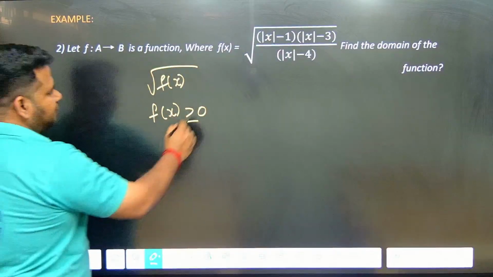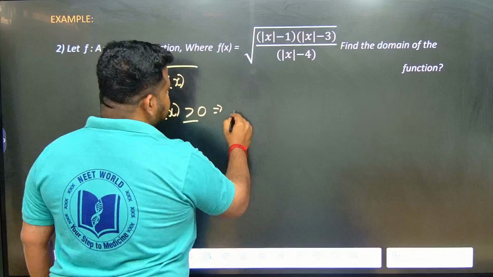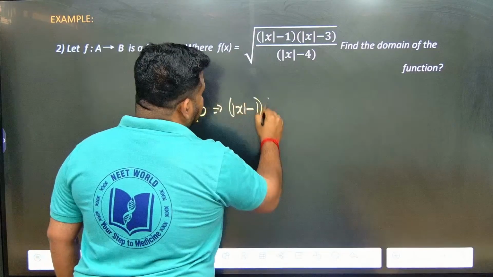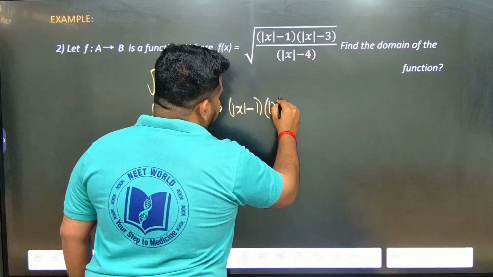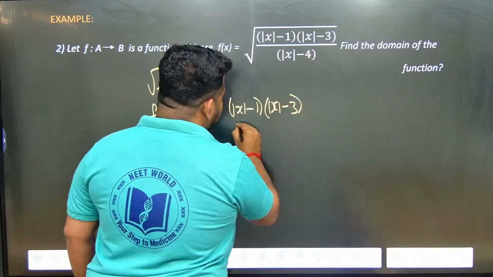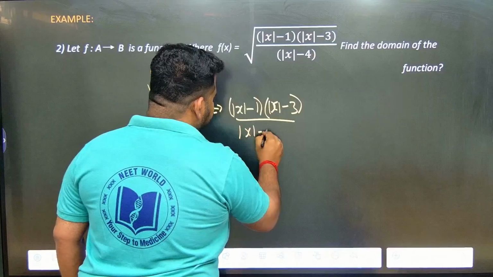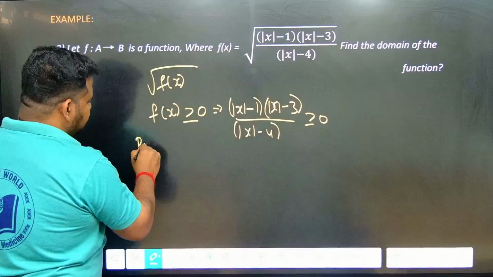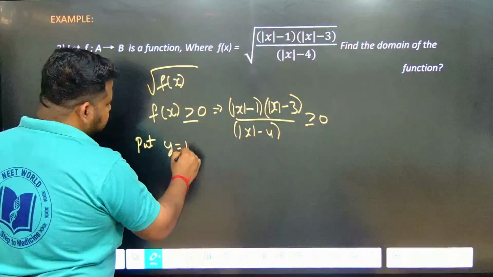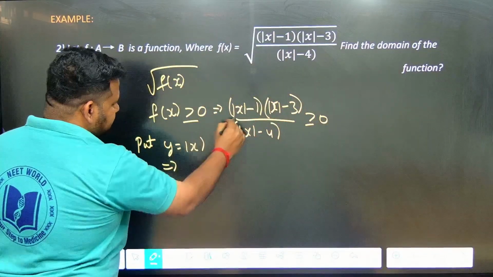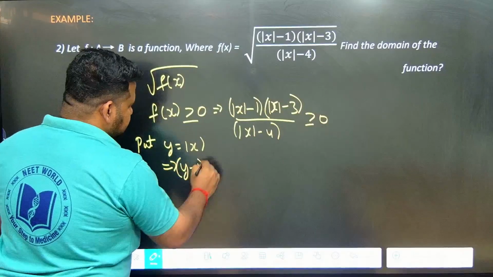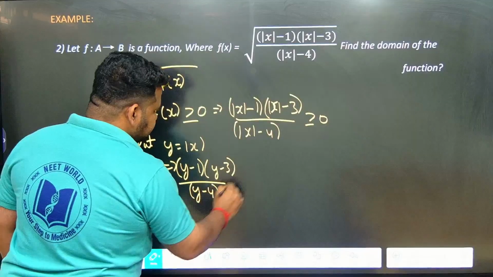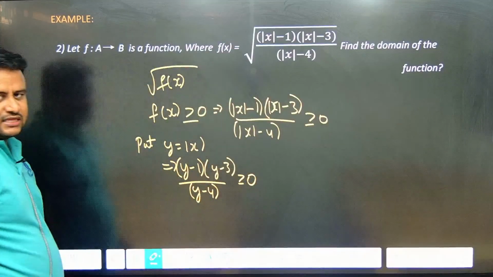So the function will become: this implies mod x minus 1, into mod x minus 3, by mod x minus 4, is greater than or equal to 0. We'll put y equal to mod x. So this implies we'll have y minus 1 into y minus 3 divided by y minus 4 is greater than or equal to 0.